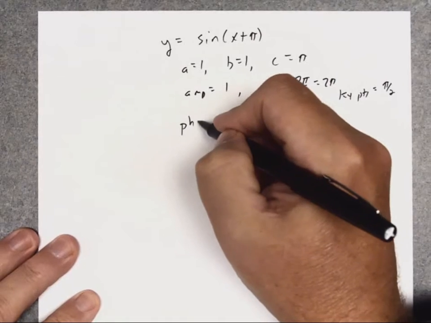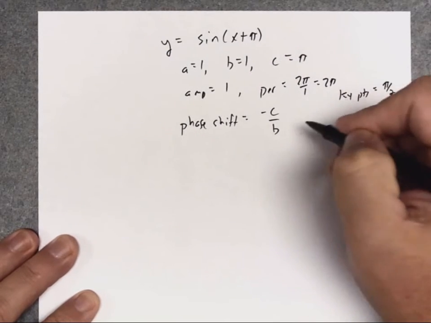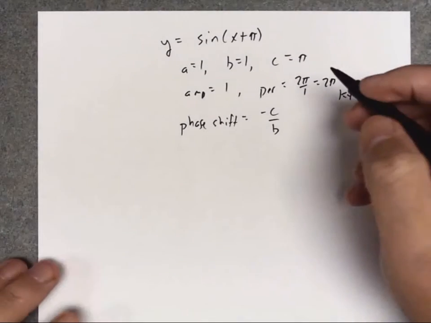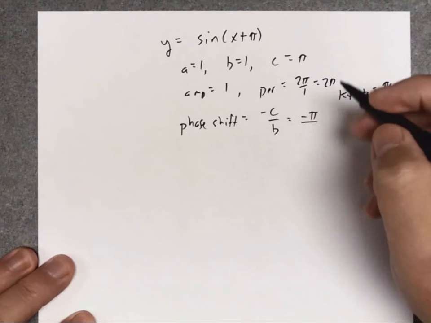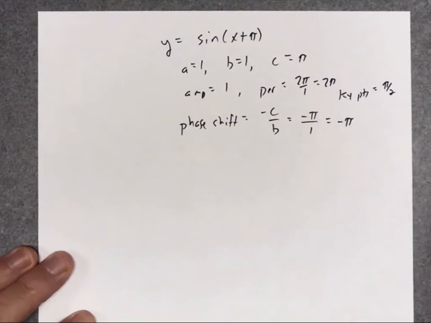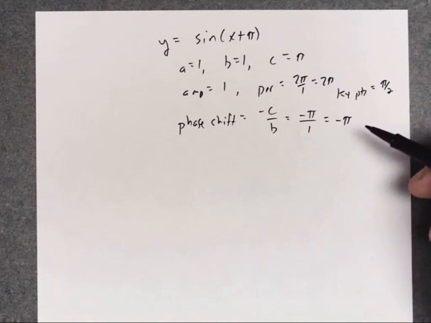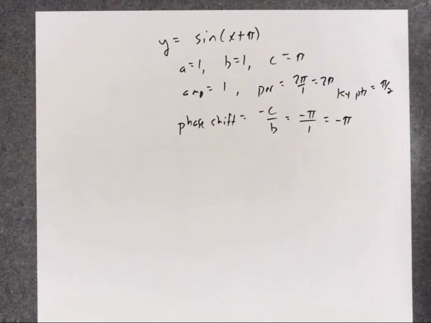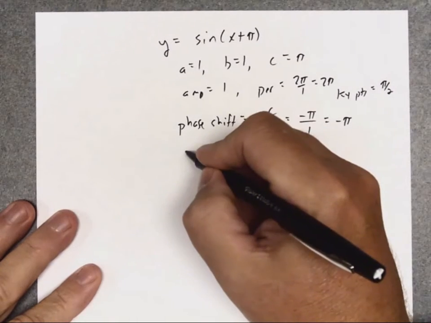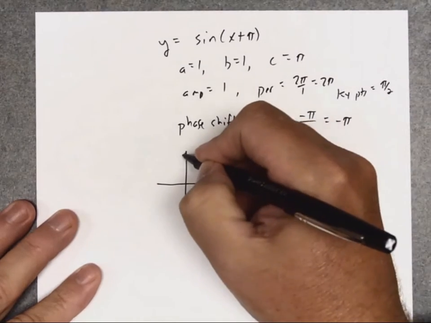But now there is a phase shift. Phase shift is negative C over B. So negative pi, and B is 1. So a phase shift of negative pi. Now what I'm going to do is, I'm going to make a graph initially ignoring the phase shift. So I'm going to make a graph where I have amplitude 1, a period of 2 pi, and then I'm going to apply the phase shift. So here's how that'll work. This I find is usually the least confusing way.